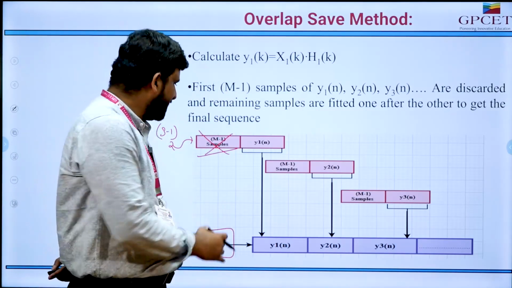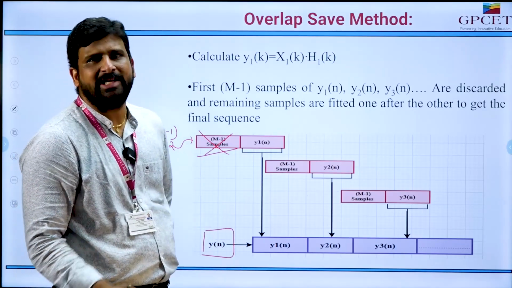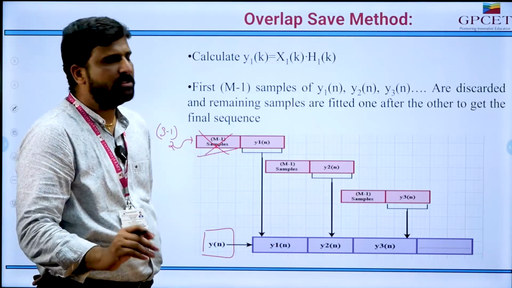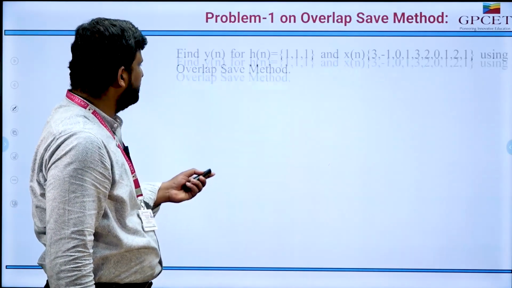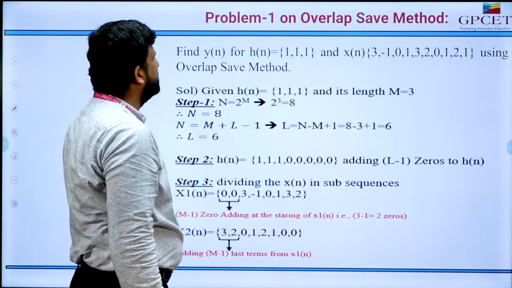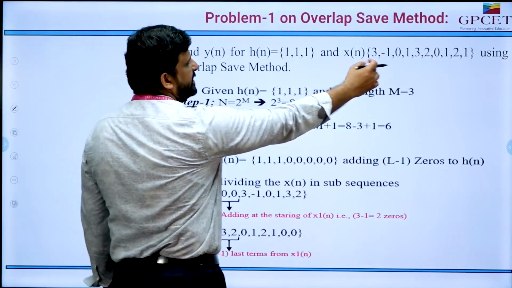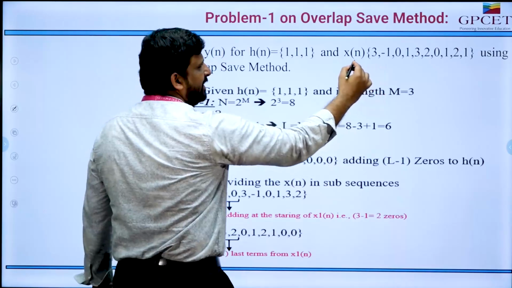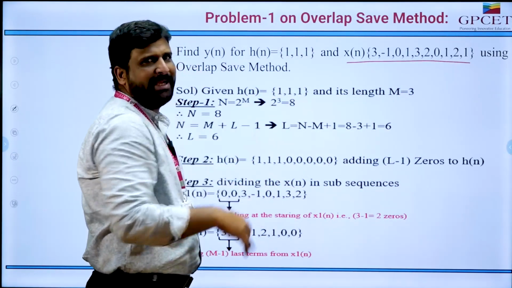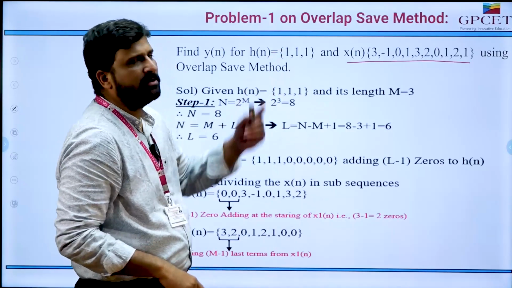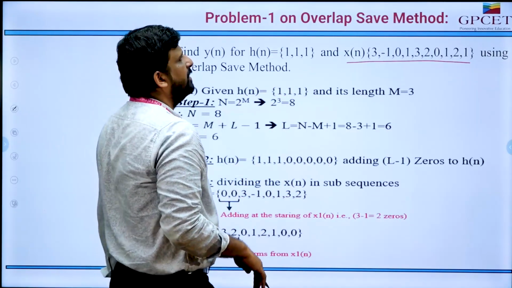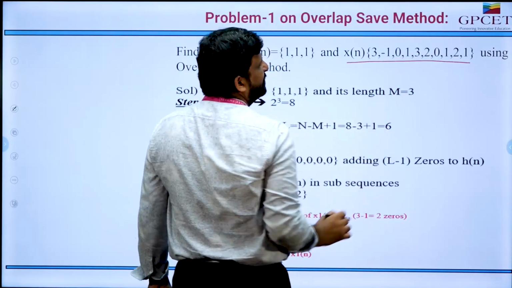It's very simple. If you see this with the help of one diagram, you will get clarity on the process we have studied up to now. So better we'll go with one example. Now what is asked: find y of n for h of n equal to 1 1 1 and x of n equal to this sequence. It's a very lengthy sequence. You can see the length of the sequence. Up to now we have not seen this kind of long sequence. We have seen only up to 1, 2 and 3, maximum 4. But you can see here nearly 9 to 10 length of sequence we have taken.